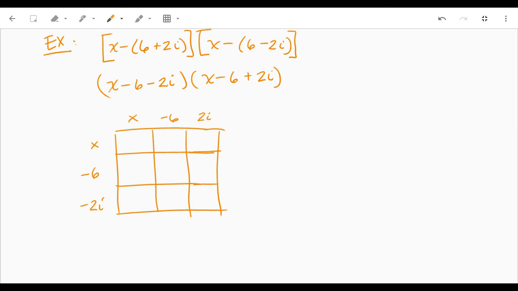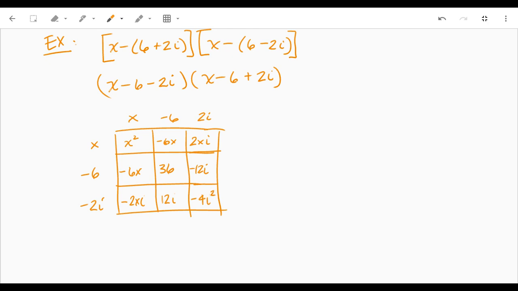Okay, and you can fill it in. Just treat i as a variable for now. So x times x is x squared, minus 6x, 2xi. And it really doesn't matter what order you write those in. Negative 6x, positive 36, negative 12i, negative 2xi, positive 12i, and negative 4i squared.